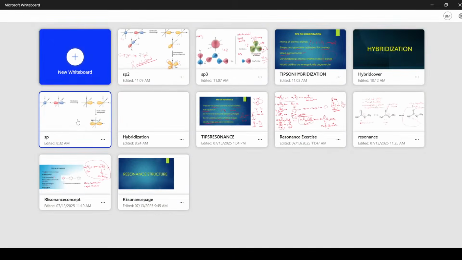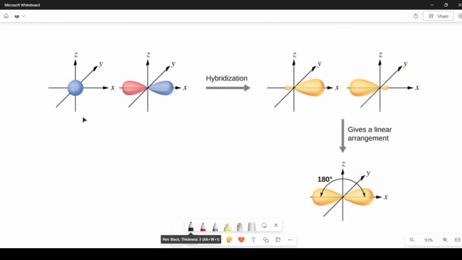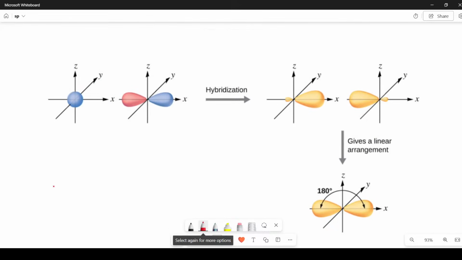In sp, definitely there are 2 unhybridized orbitals making 2 pi orbitals. Here it is only the 1s and 1p generating 2 sp hybrid orbitals. So these are the 2 sp hybrid orbitals. One is this, one is this.